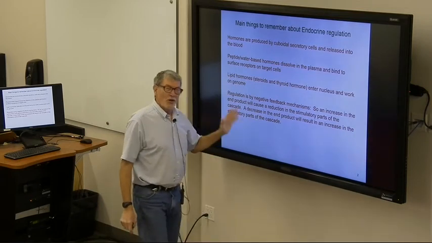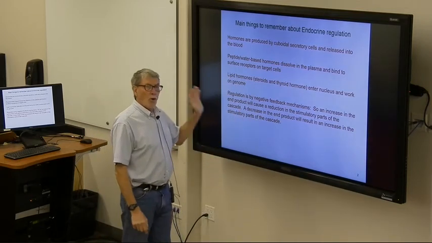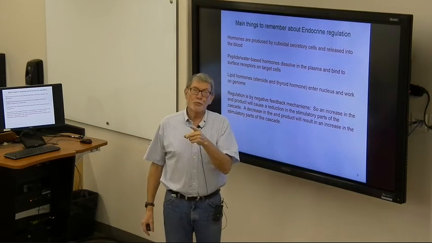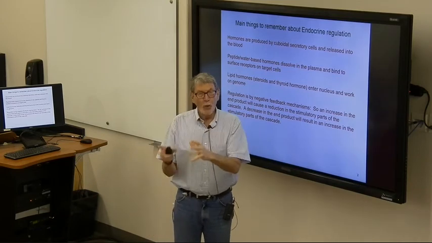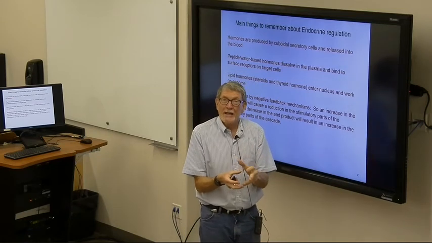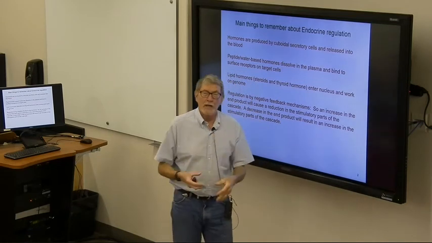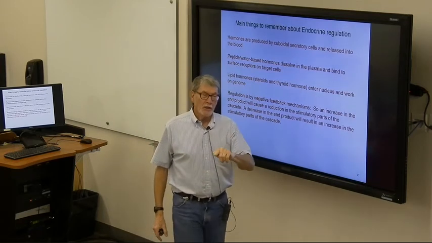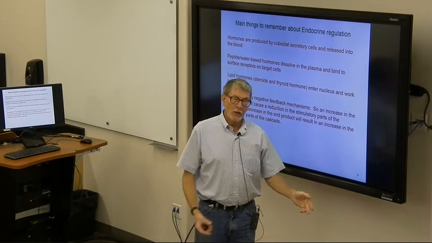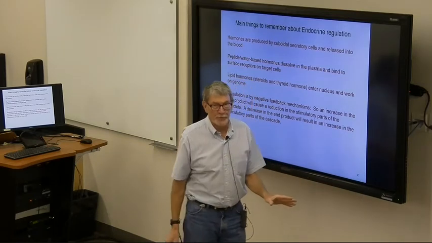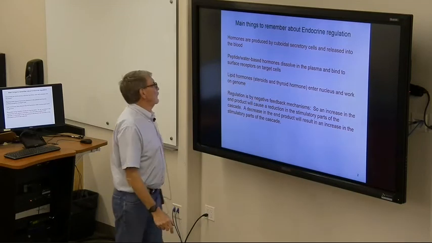We're mainly talking about the true endocrine hormone production, which is signaling molecules produced by cuboidal secretory cells that are in clumps that are glands, like the thyroid gland, the pituitary gland. They're released into the bloodstream. They go to a target cell, they bind to a surface receptor and cause that cell to do something, whatever that cell is designed to do.